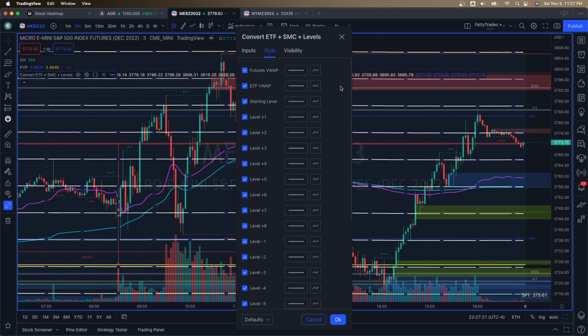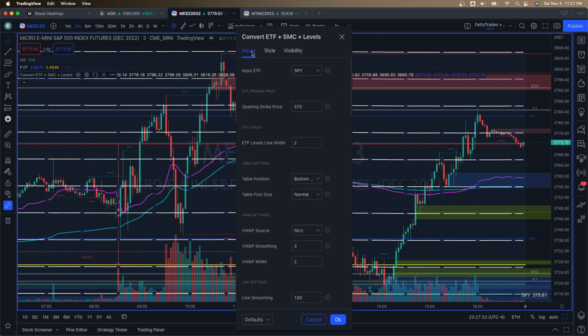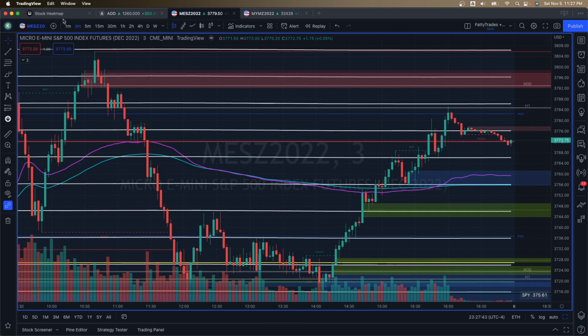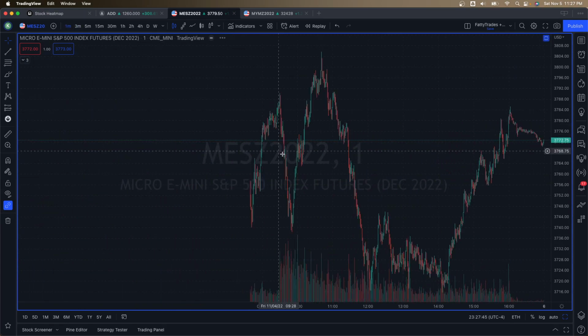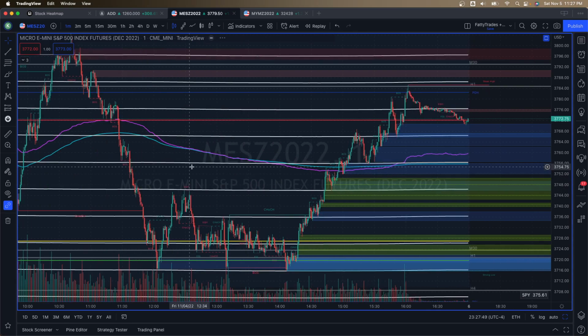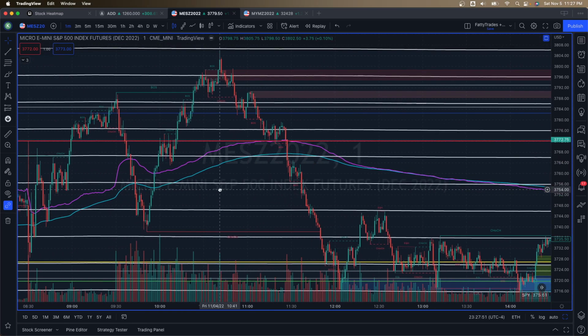Typically, the big levels are going to be every $5. So 370, 375, 380. And you can see here that especially if we drop to the 1 minute, we'll give that a second to load up, you can see how well SPY's price reacts to these levels.